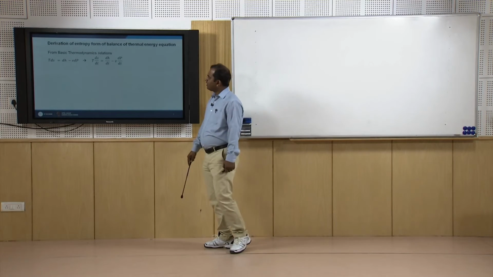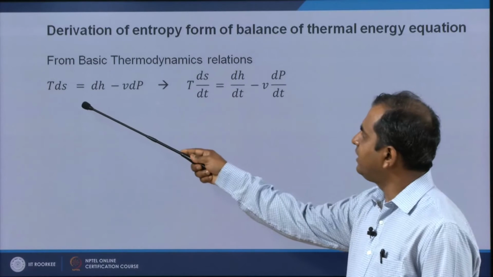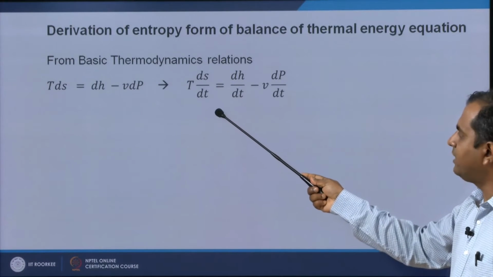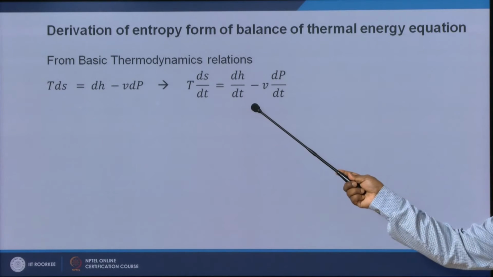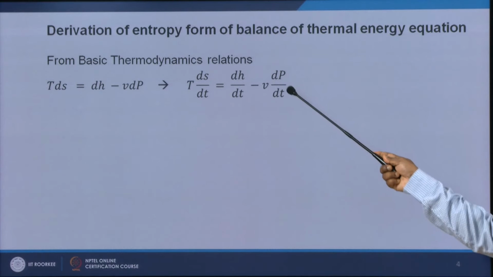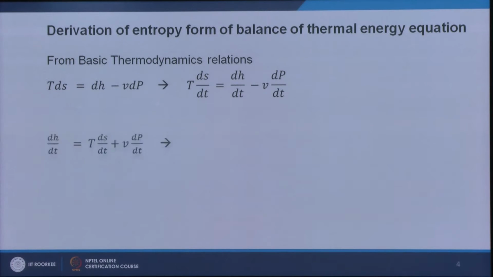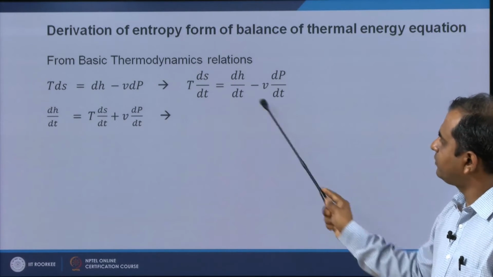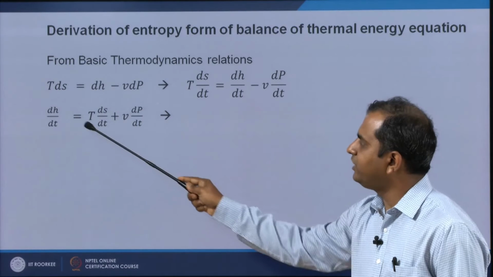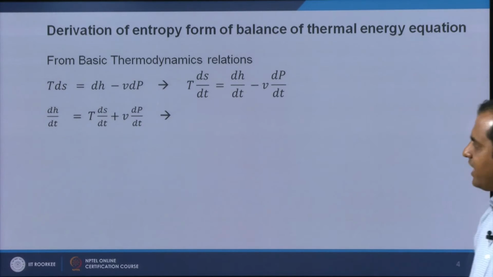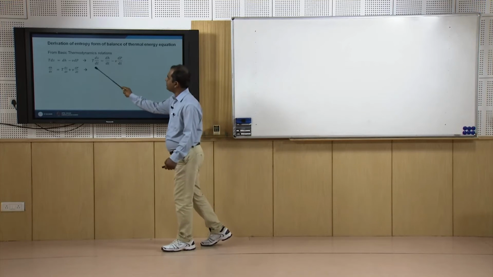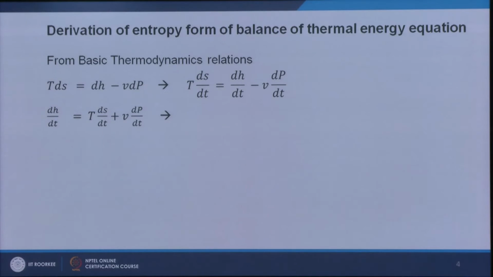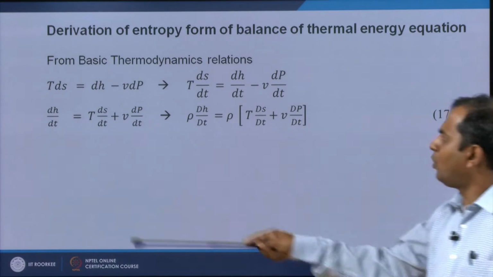Now, from here we can write TdS/dt by taking the derivative with respect to time. So, T dS/dt is equal to dH/dt minus V dP/dt. If we proceed further, by a little change of sides, we can write dH/dt equals T dS/dt plus V dP/dt. From this equation, by a little change of sides, we can obtain this one. Next, multiply rho on both sides.